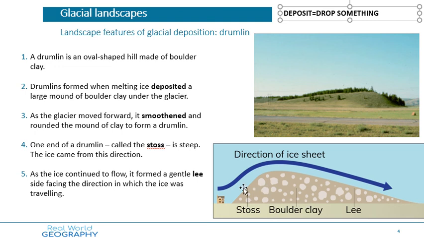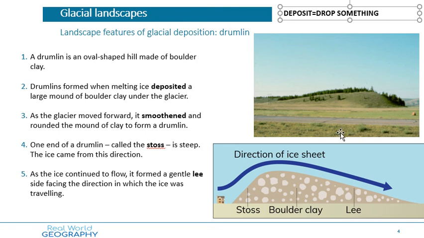And on the left-hand side, where the boulder clay is first dropped, you've got a stoss, and this is the steep side, okay? S for stoss, S for steep, simple to remember. The boulder clay has been dropped, and as the glacier moves, it has a rolling pin effect and flattens and smoothens the boulder clay out. And then on the smooth side here, as the ice continued to flow, it formed a gentle lee side, and the lee faces the direction in which the ice is traveling.